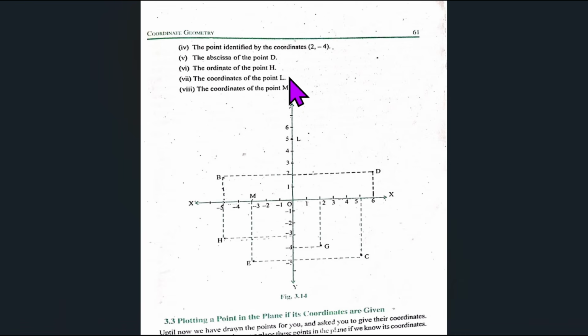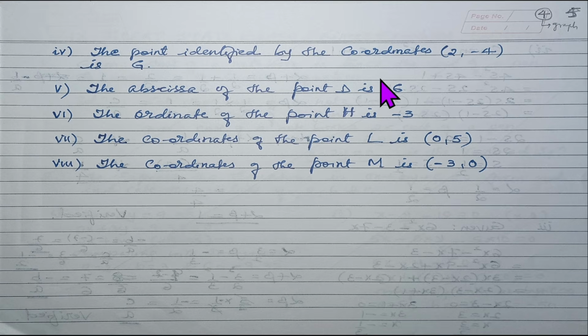And the coordinates of the point L. L is the point here, it is on the y-axis, and therefore its coordinates are x is 0 and y is 5. And the coordinates of the point M are x is -3 and y is 0, so therefore it is -3, 0. So that is how we identify the coordinates in a coordinate plane, and that is what exactly I have mentioned here. So looking at the graph, we have found out the abscissa of the point D, the ordinate of the point H, the coordinates of the point L, and the coordinates of the point M, and also we have identified the coordinates of G. So try to understand that. A very simple exercise for you to go through.